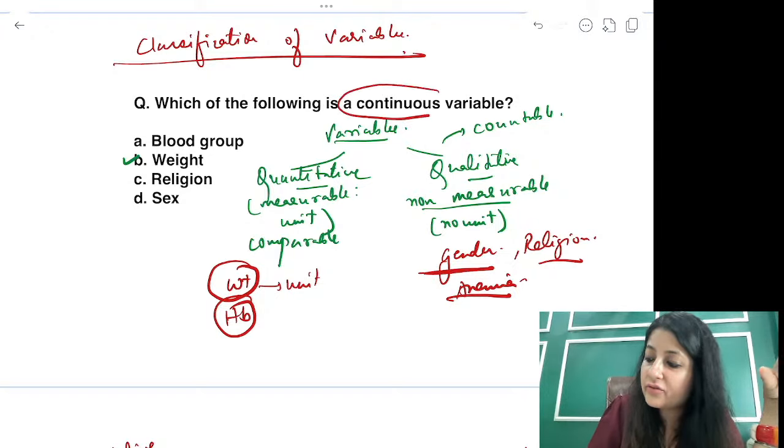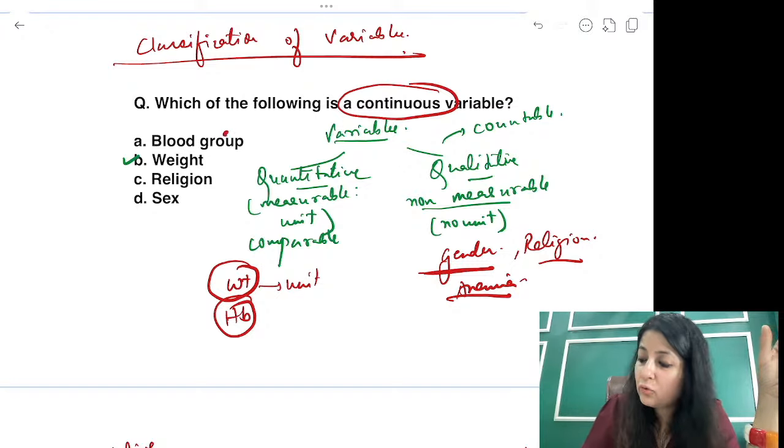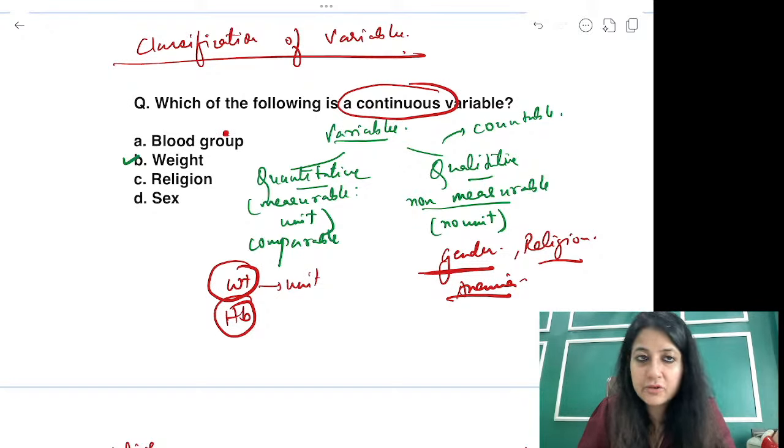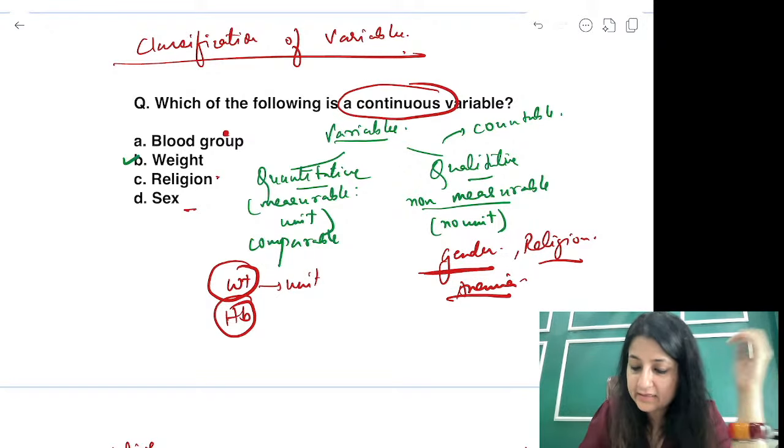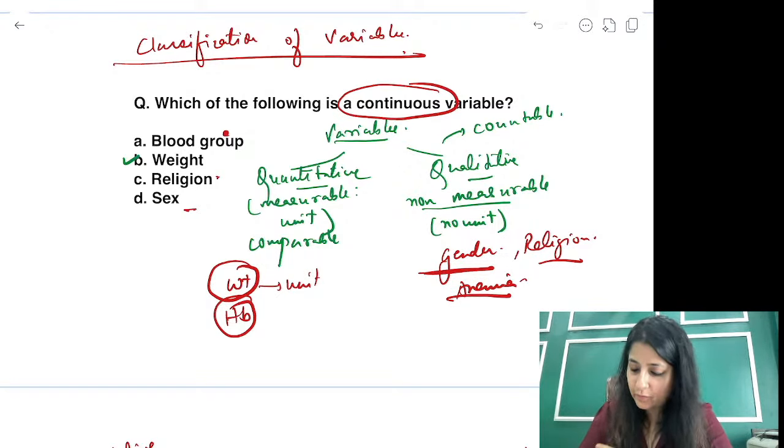Now here I asked you continuous. Blood group, of course, is non-measurable. Religion, sex, all these are qualitative variables. So if they are qualitative, they are discrete. Thumbs up everyone. First topic done.